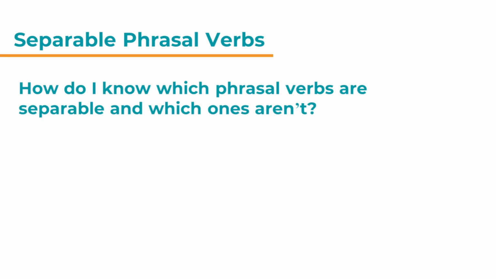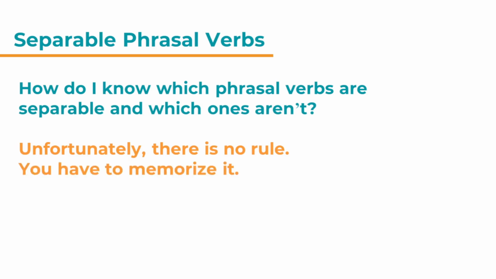How do I know which phrasal verbs are separable and which ones aren't? This is a good question, and you probably asked yourself this question. Unfortunately, there is no rule. You have to memorize it. You have to memorize which ones have an object, and then of the ones that do have an object, which ones are separable and which ones are inseparable. This is a lot of memorization, so I have a tip for you.